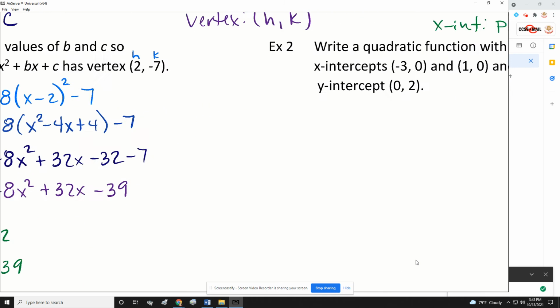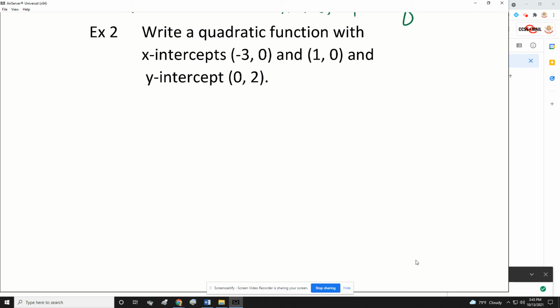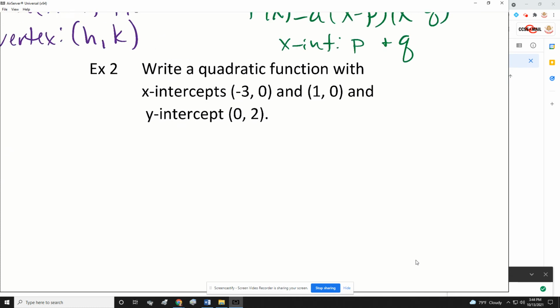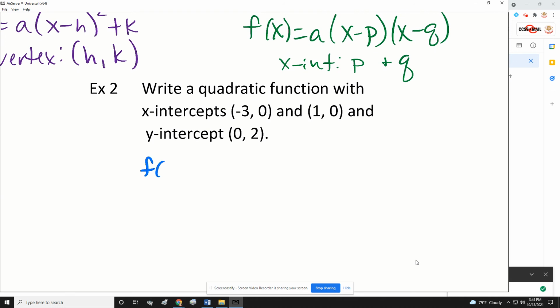Okay. Number 2 is way different. So we're going to write a quadratic function with x-intercepts of (negative 3, 0) and (1, 0), and y-intercept of (0, 2). All right, so I'm going to start off using the intercept form or the factored form. So we do not know what a is. In the last question, we knew what a was. The rest of these we're not going to know what a is. So we're going to call it a.